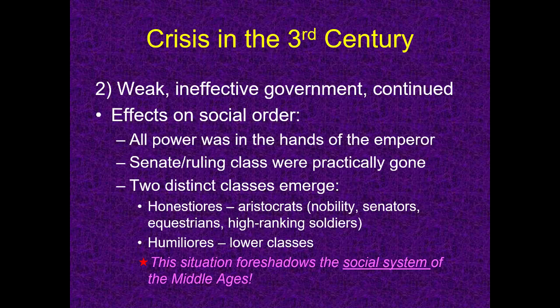So the collapse is already coming. But note the star here: this situation foreshadows the social system of the Middle Ages. This is a good point to make because these lower classes tend to flank around the fortified mansions that these aristocrats set up in the countryside to live out their lives in safety, away from the frontiers of Rome and away from the Roman government. And what that means is that you've basically got a feudal medieval system where lower class people serve the aristocrats in their manors in return for protection. And that's the medieval feudal system that's going to emerge out of the Roman Empire.